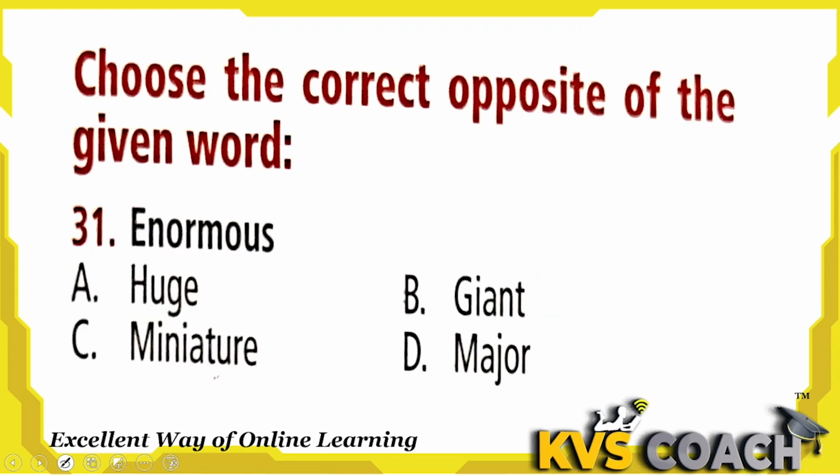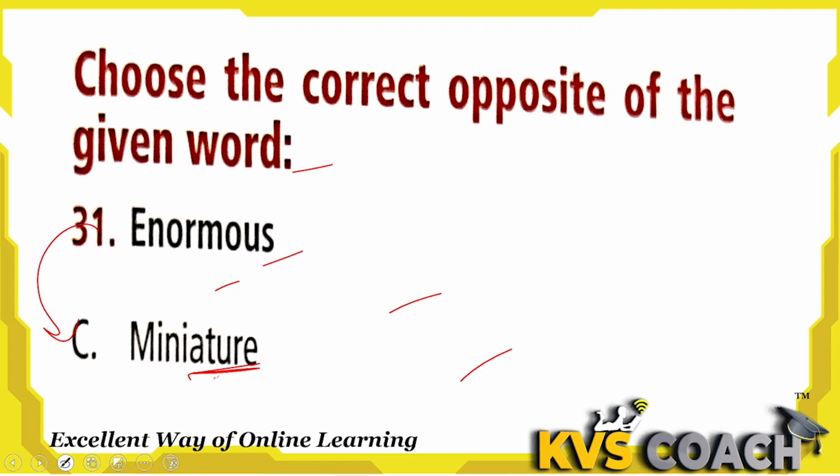Next is choose the correct option opposite to the given word. Let's check. Enormous. Enormous means very large, huge, giant, major. These all are synonyms or same meaning words of enormous. But miniature means very small. Okay. So enormous opposite is miniature. Okay, option C is the right answer here, the opposite word.